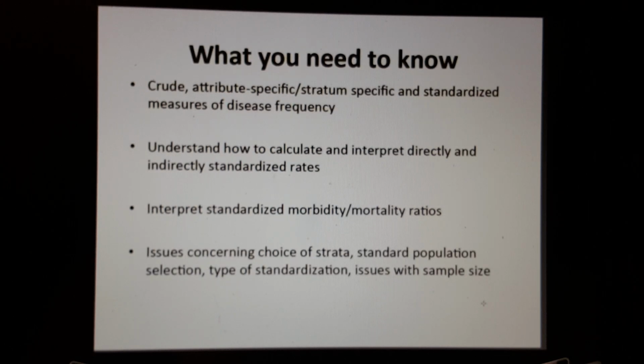Now, what do you need to know for life and your exam? So you need to know differences between crude and attribute or strata-specific and standardized measures of disease frequency. You need to understand how to calculate and interpret directly and indirectly standardized rates, interpret standardized morbidity or mortality ratios, and issues concerning choice of strata, standard population selection, type of standardization, and issues with sample size.